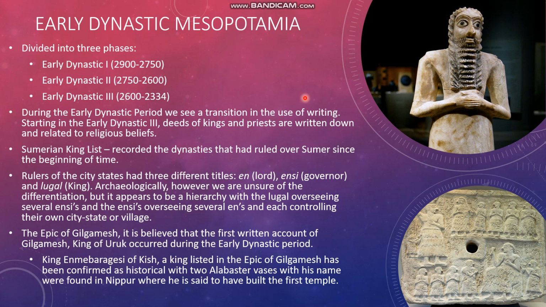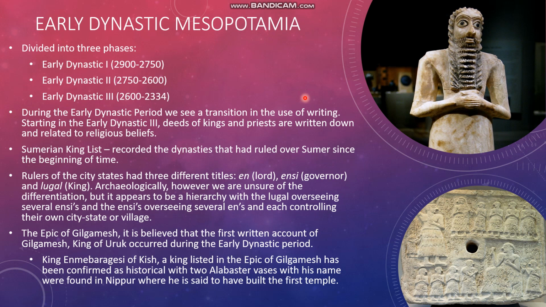And rulers of these city-states, we can see, depending on who's in control of overarching systems, had kind of three designations. We have an En, or a lord, an Ensi, which we might think of like as a governor, and a Lugal, who's the king. Now, archaeologically, there's still a lot to be kind of understood. We don't know exactly how these definitions and names were applied to each other, but it appears to be some sort of hierarchy, with a Lugal, a king, overseeing several Ensis or governors, and the Ensis themselves then overseeing the lords within the city-state or villages.